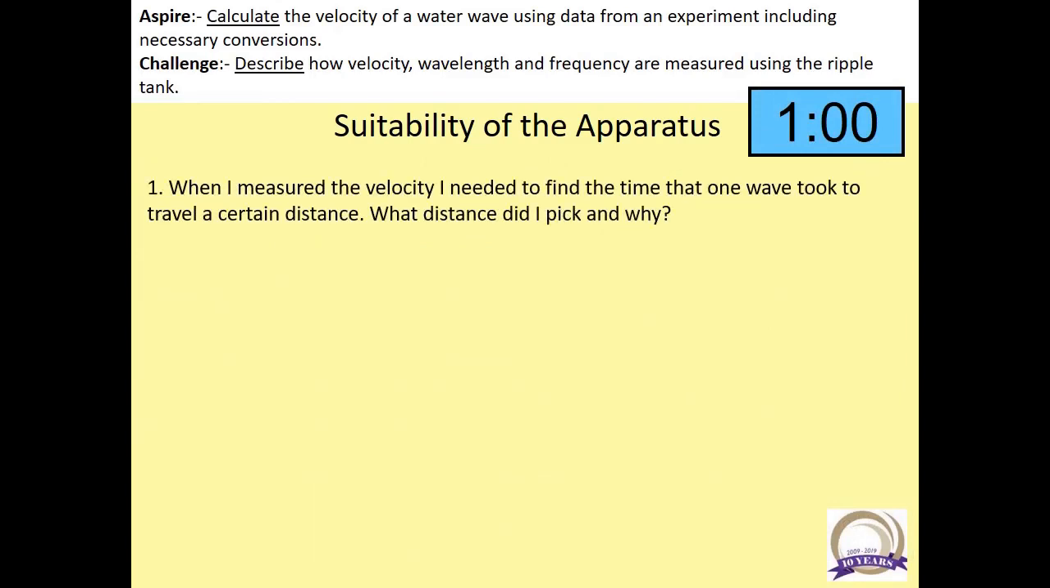So what I'm going to do is, there's a series of questions here and I'm just going to give you a minute for each, and I'd like you to write these down. Question 1, when I measured the velocity I needed to find the time that one wave took to travel a certain distance. What distance did I pick? So that's a bit of memory for you, if you need to cheat and flick back to the video. And why did I pick that distance? I'll give you a minute.